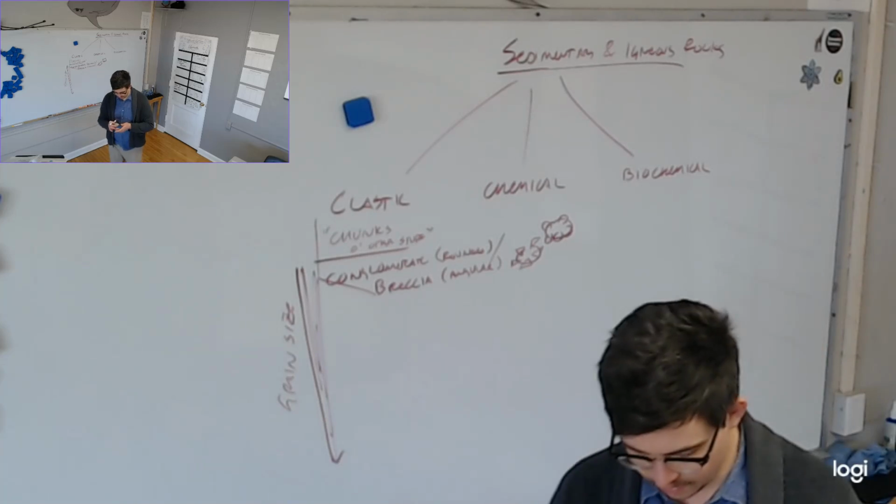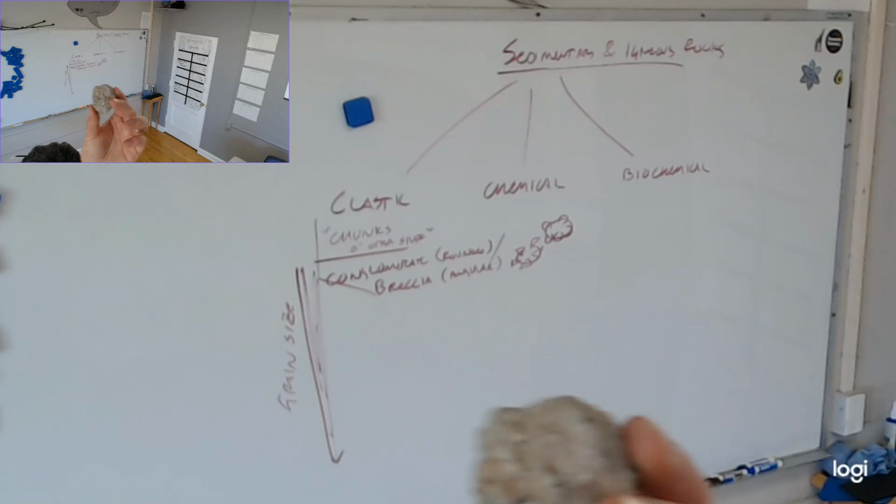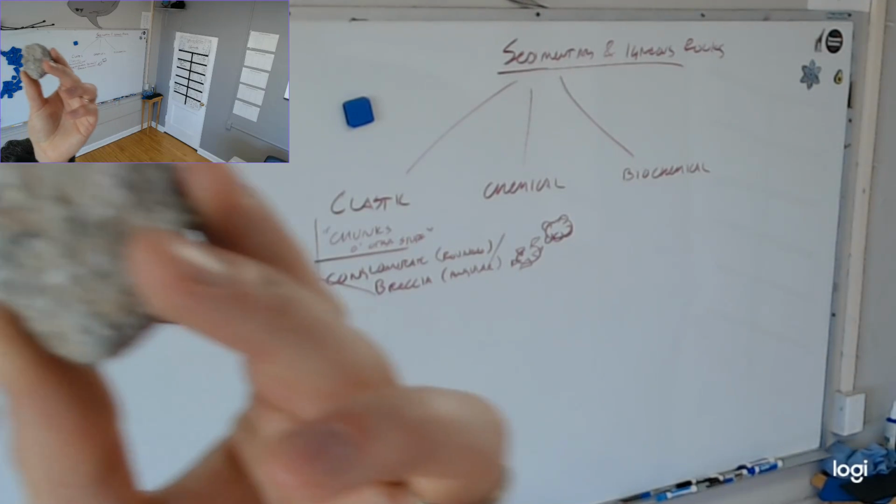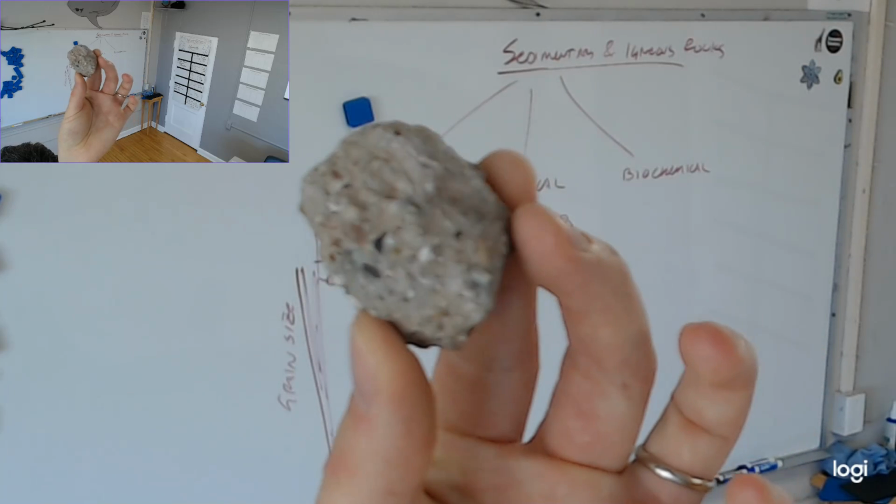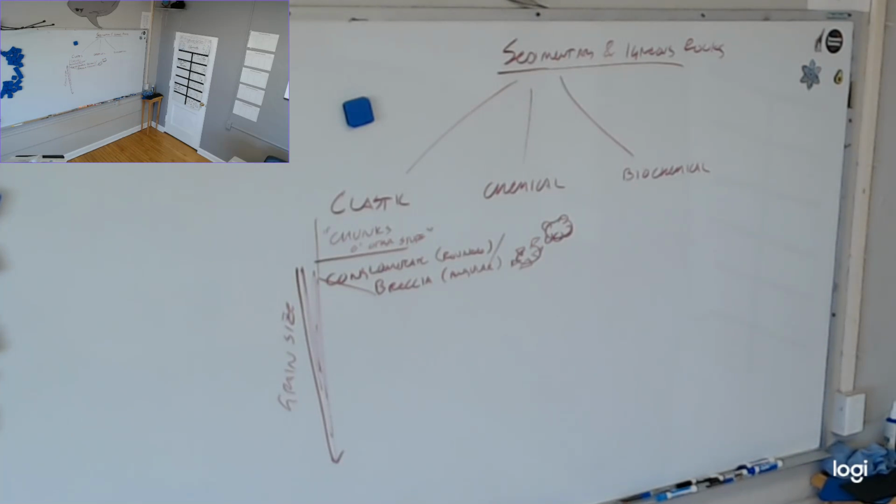The example I have here has some rounded and some angular grains in it. This is over there. There we go. This is conglomerate. Thank you. Well, doesn't that have some in it? This is a metamorphic rock.